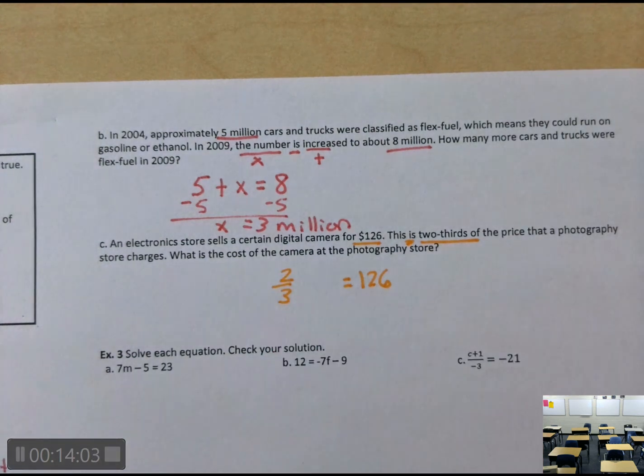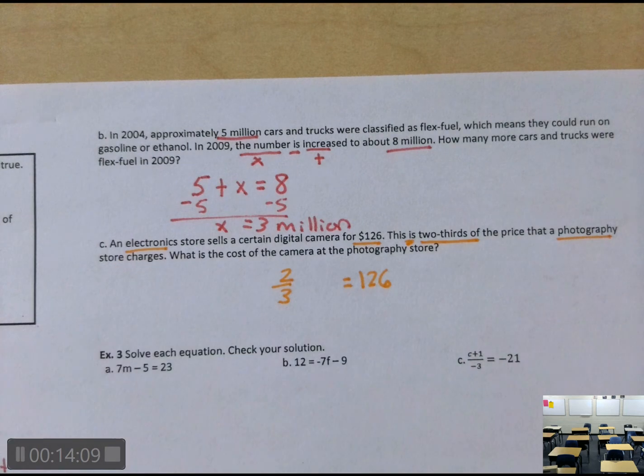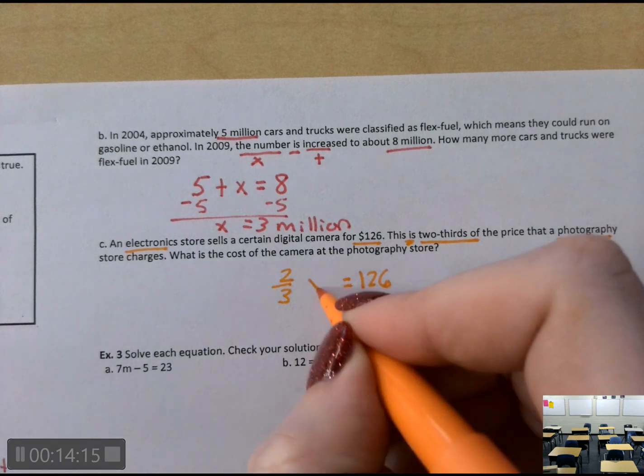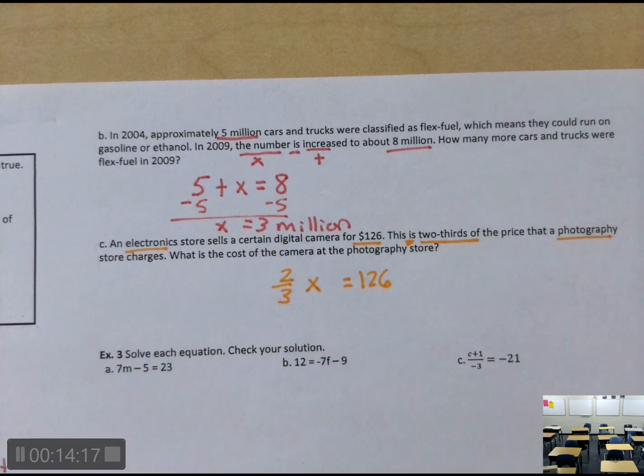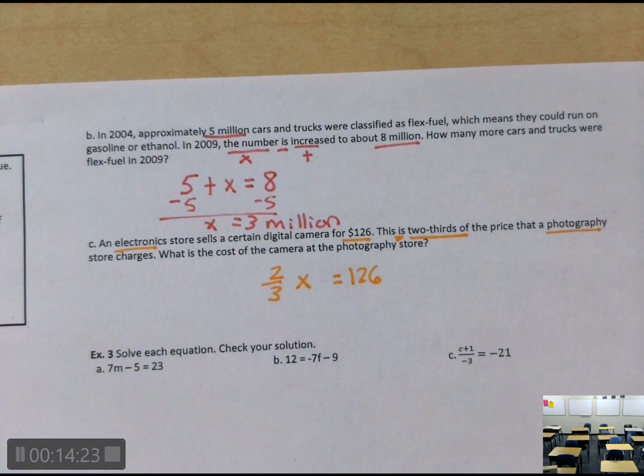The price that a photography store charges. So a photography store is different from the electronics store. But we don't know what the photography store charges. And so that's just going to be x. Alright? So that's where that equation comes from. But unfortunately, we're not done because we still have to solve it.